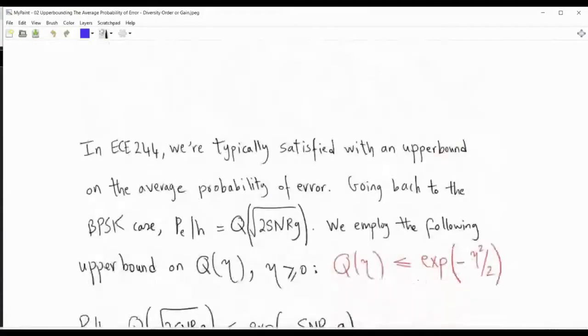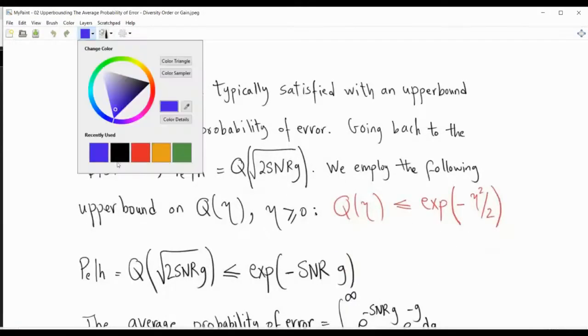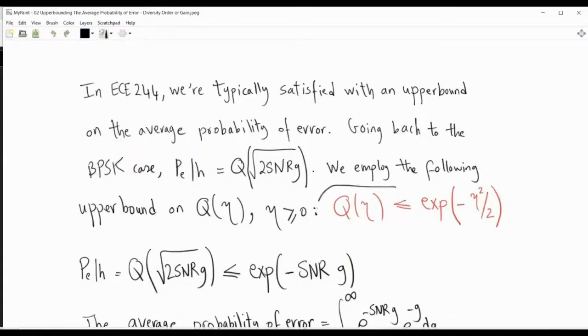So I told you, getting the exact expressions for the average probabilities of error can sometimes be very tedious, perhaps impossible. And so in this course, we will mainly go for an upper bound. Our friend here is this inequality of the Q function that you may know from before: if eta is greater than or equal to 0, Q of eta is less than or equal to exponential of minus eta squared over 2. This is very important. Keep this in mind, we will use it a lot.